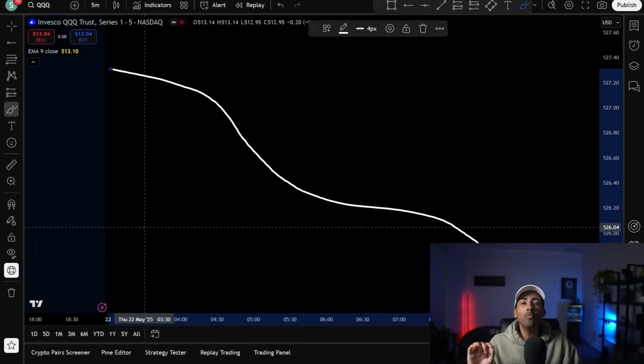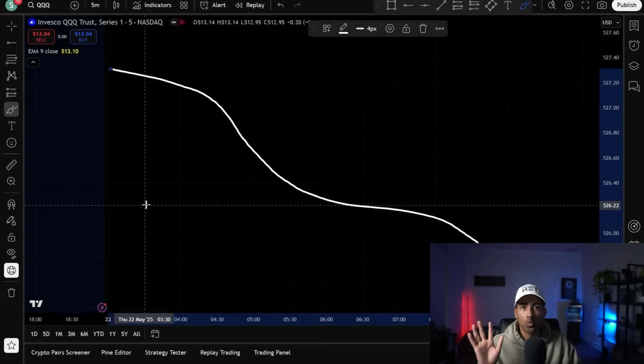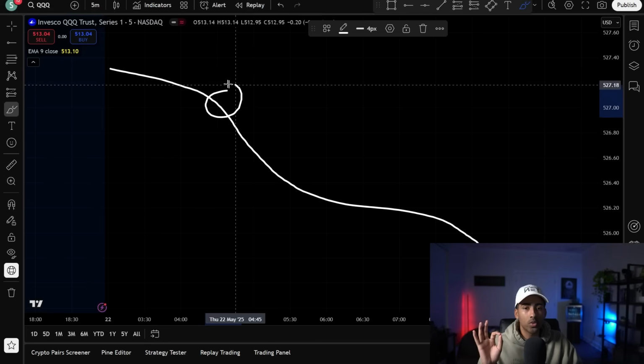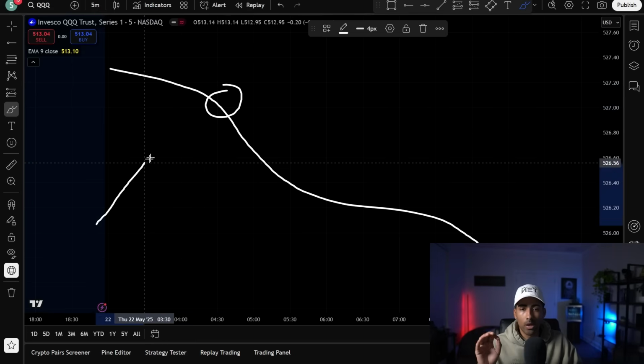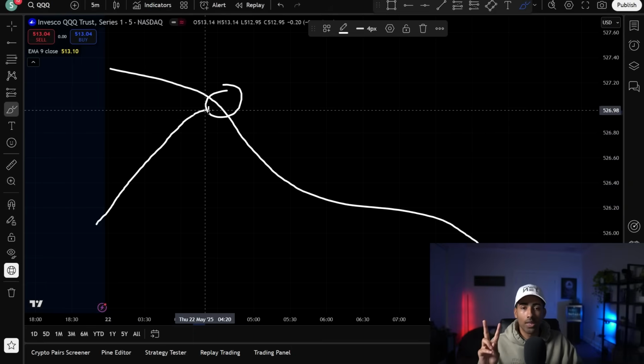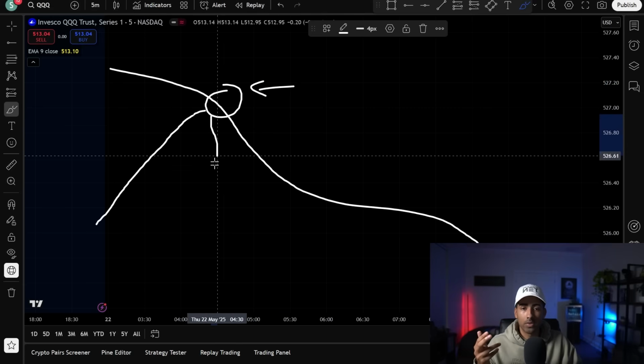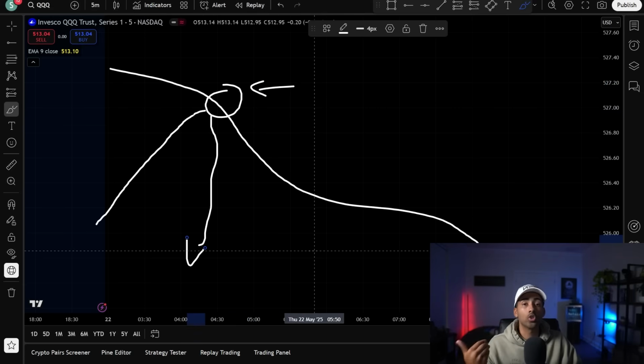Now, there's two main things that are going to happen when you approach this EMA, right? We already talked about reactions, so we know that we're going to get a reaction once we get to this EMA. So we're going to come up to it. There's two things that can happen. The first, we show a lot of pressure to the downside, and we show momentum to the downside here, causing us to just reject straight off.